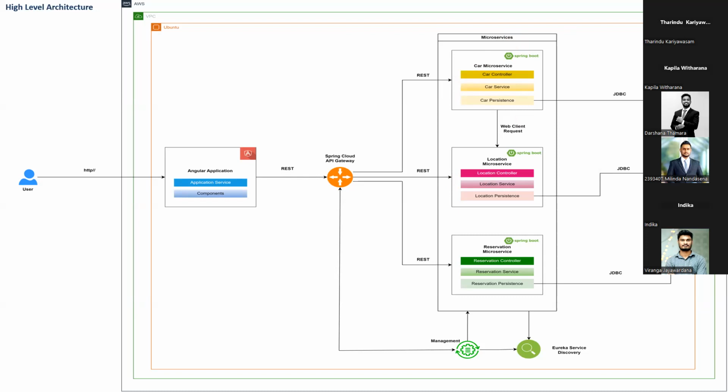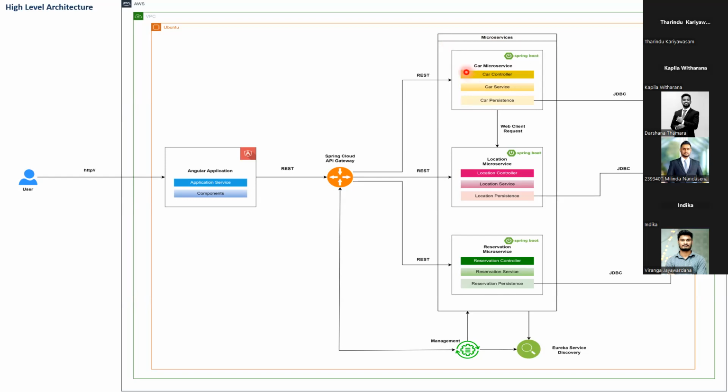Then the next box is Ubuntu, so we are planning to deploy this solution on the Ubuntu OS. Inside that we have small boxes. I think we didn't explain this, so to rephrase: if you focus on the microservices box, you can find three more boxes inside it. The first one is the car microservice.